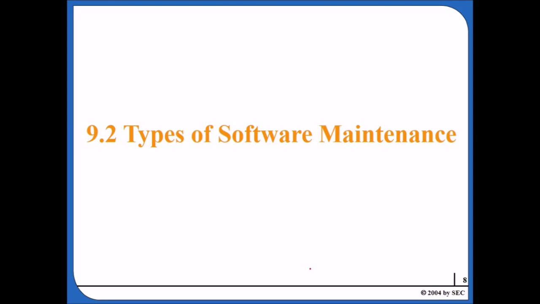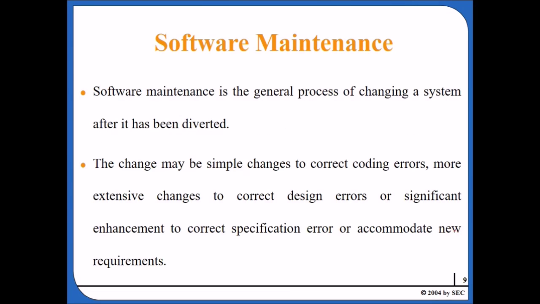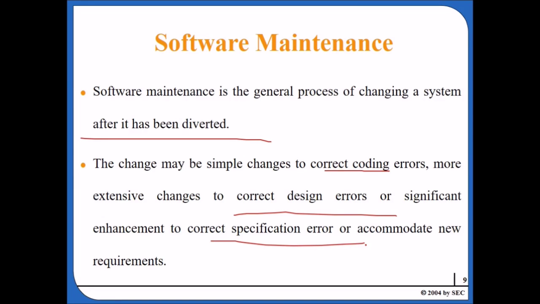So what are the different types of software maintenance? Software maintenance is a general process of changing a system after it has been delivered. The changes may be simple changes to correct coding errors, more extensive changes to correct design errors, or significant enhancements to correct specification errors, or also to accommodate new requirements.